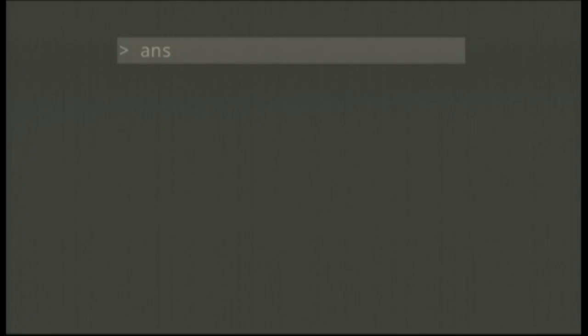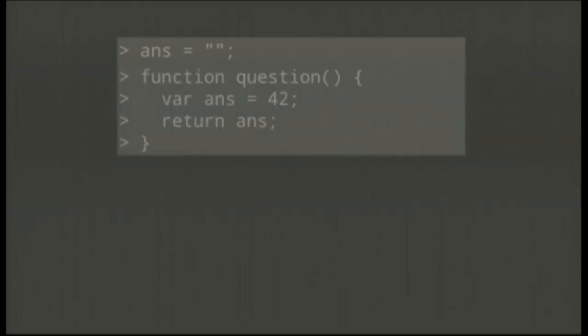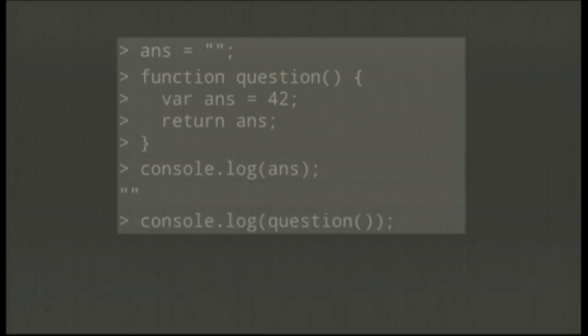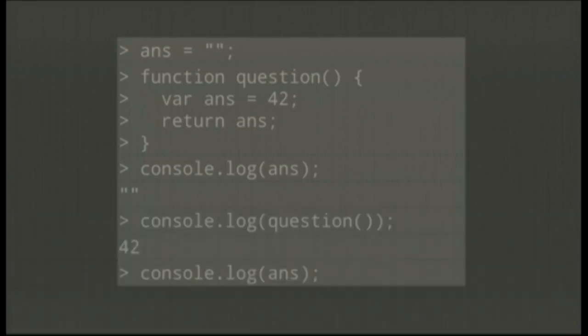So if we have an answer in our console, this is going to be our JavaScript console for the rest of the talk, and we initialize this variable, and then we have a function which uses this variable, assigns it, and then returns it. If we get our original answer, it's just going to be an empty string. If we run the output of our function, we're going to get the answer that we expect. But if we try to get our variable out again, it's going to be the original because of that thing in there, which is a var, which you're supposed to use and you're not, and it's really confusing. And oh, I hate JavaScript.